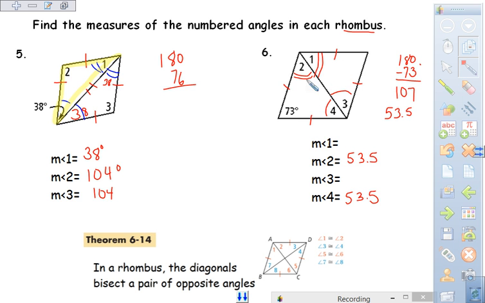Then these two triangles are going to be congruent because, again, angle, side, angle. So then all of these angles should be 53.5.